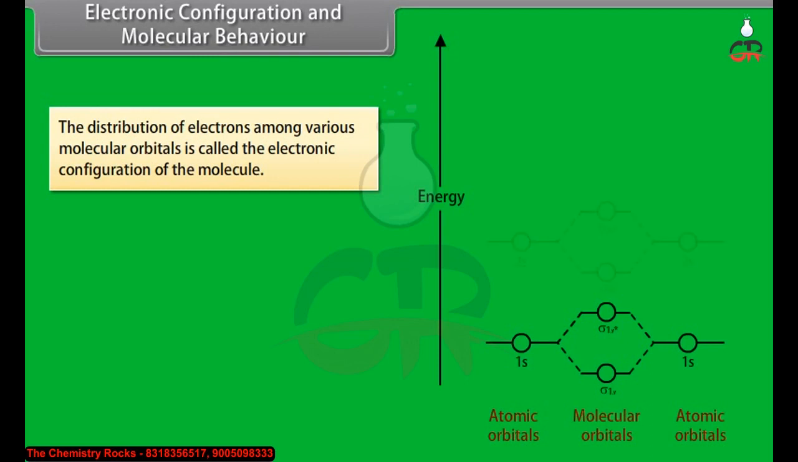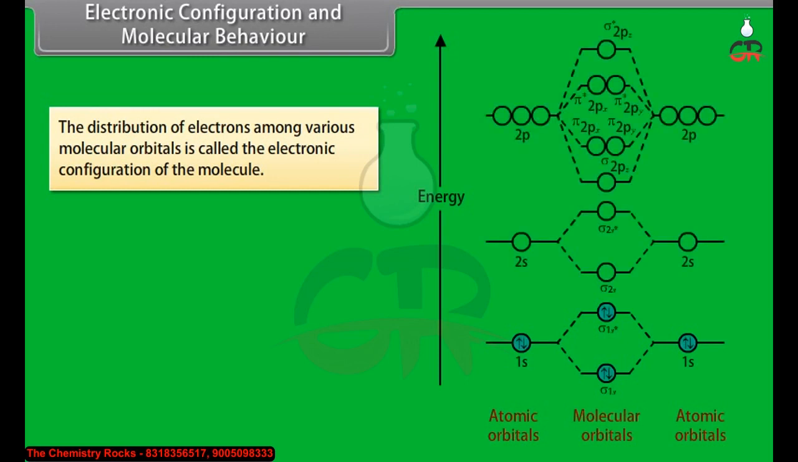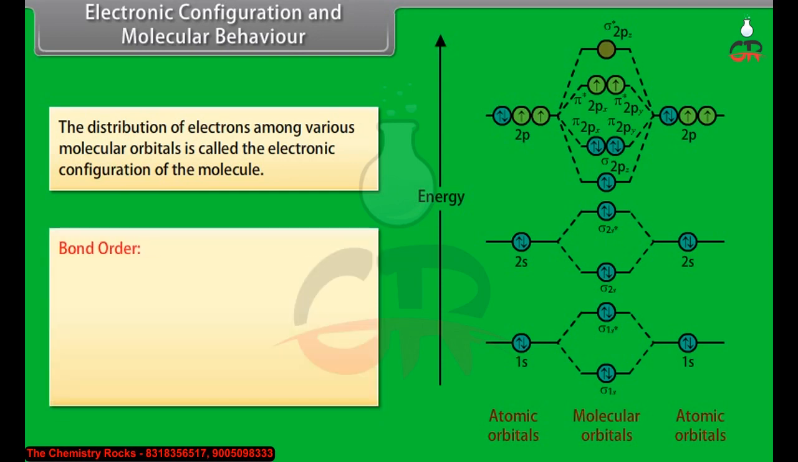Electronic configuration and molecular behavior. The distribution of electrons among various molecular orbitals is called the electronic configuration of the molecule. Bond order.